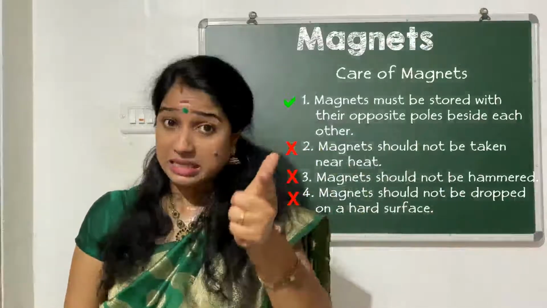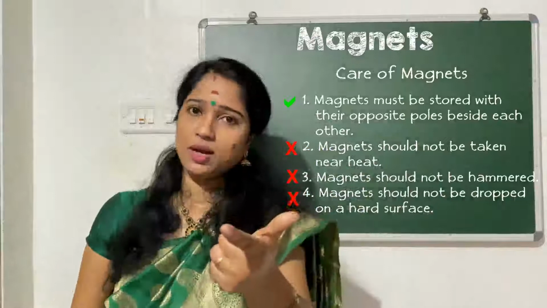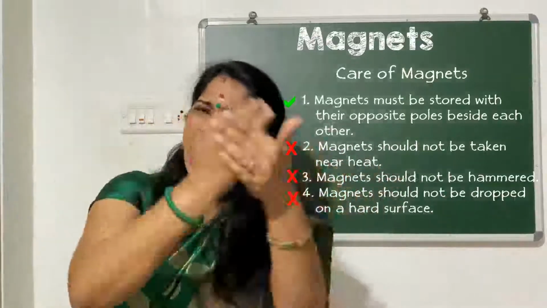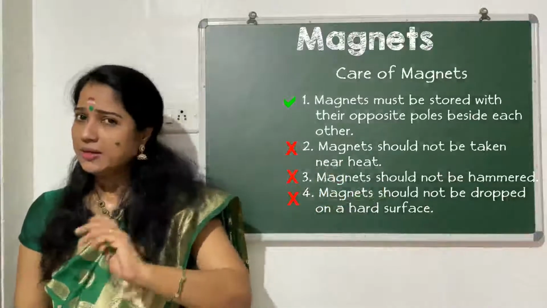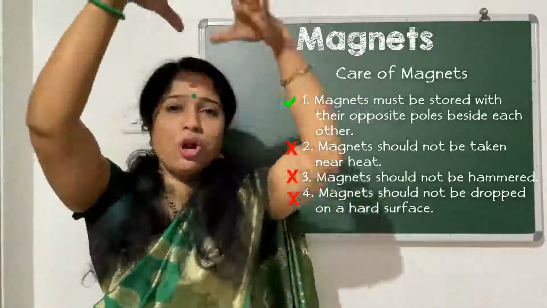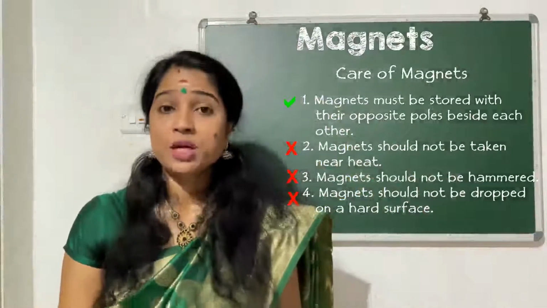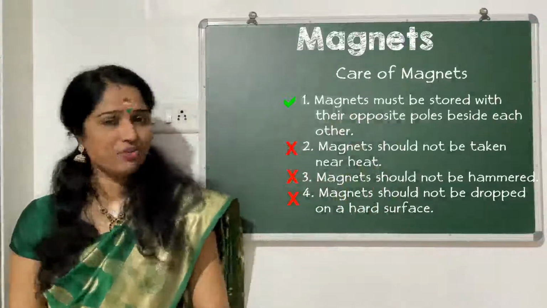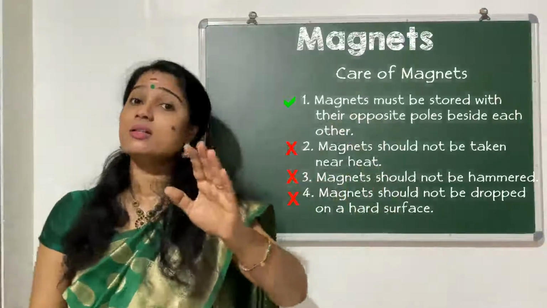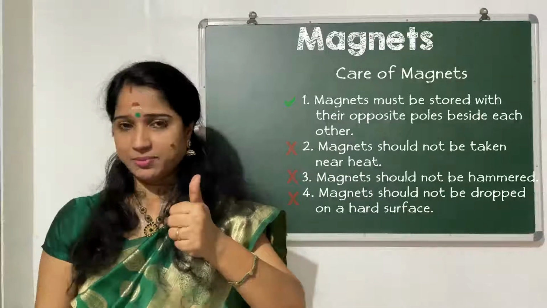Do not heat the magnet. It will lose its magnetism. Next one, please don't hammer the magnet. It will lose its magnetism. Last one, you are not supposed to drop the magnet from a height. It may lose its magnetism. We can't say that every time it loses, but chances are there for losing the magnetism. So these three things you are supposed to avoid if you want to keep the magnet safely.